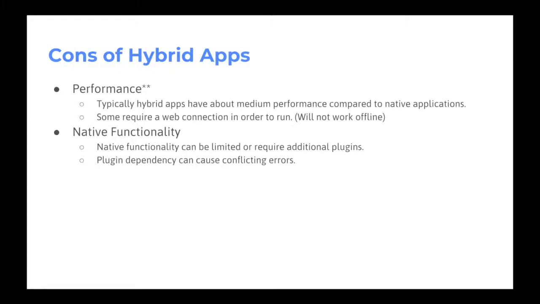The cons, the big thing was performance. Most hybrid apps have medium performance compared to native applications. Some do require a web connection to run. There are some things that allow you to do some offline functionality, but it's also hit or miss and sometimes requires a plugin. You're also limited on native functionality, so typically if you're accessing things outside the typical platform, it requires an additional plugin, and you get plugin dependencies, which can cause conflicts and errors.